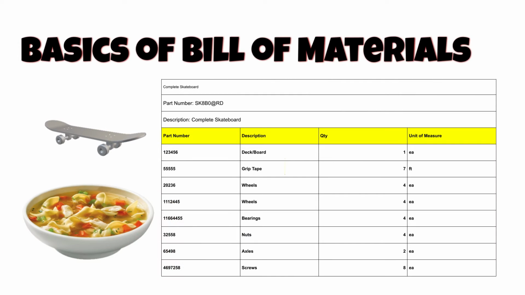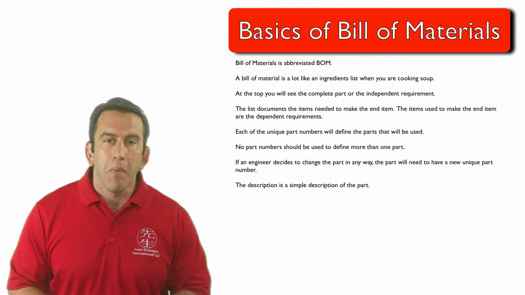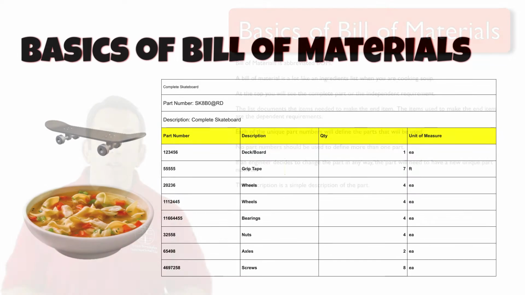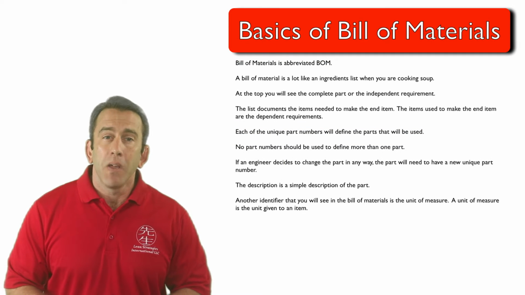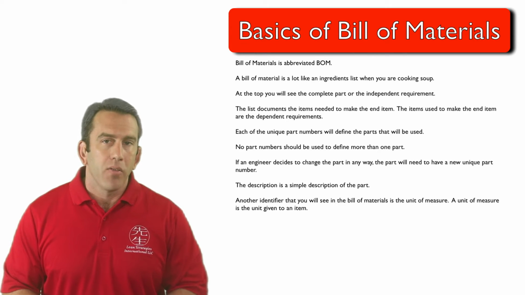The description is a simple description of the part. Descriptions should not be too long. They are just a general description and may contain unique identifiers or terms. Another identifier that you will see in the bill of materials is the unit of measure. A unit of measure is the unit given to an item. It defines what an item can be packaged into or built into a product assembly.